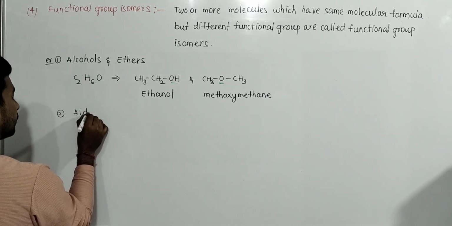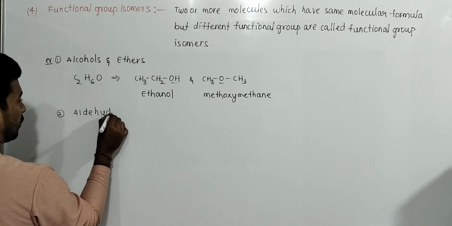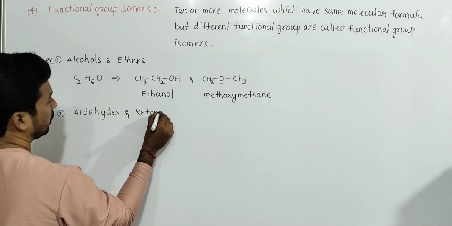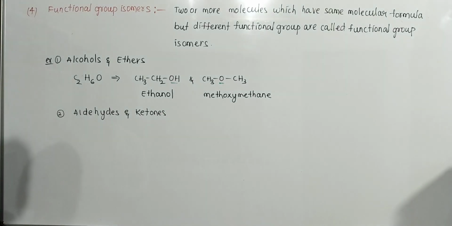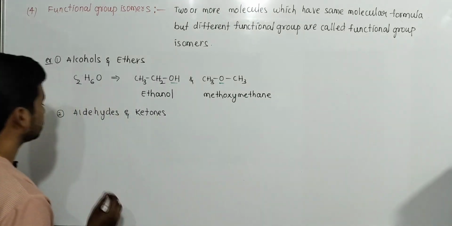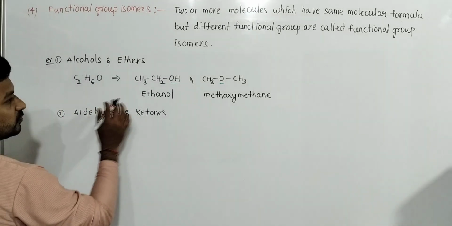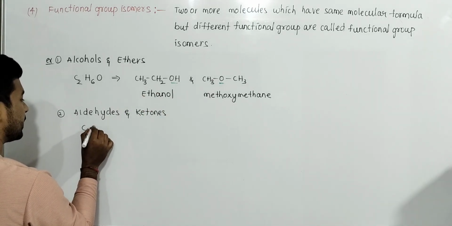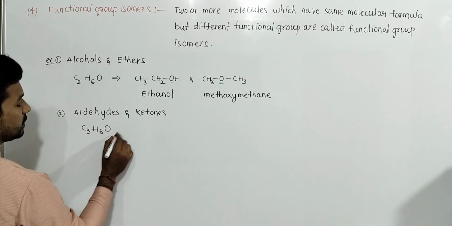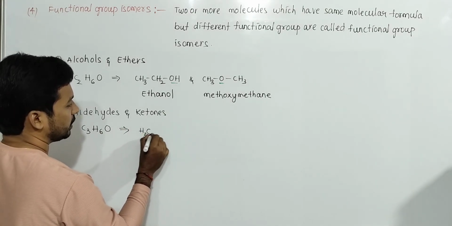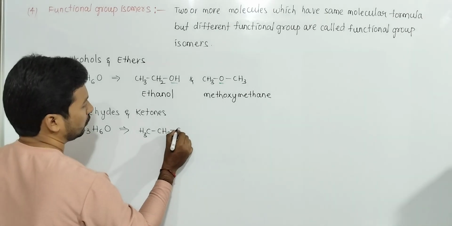Next, the second one: aldehydes and ketones. Aldehydes and ketones are also functional group isomers. Alcohols, ethers and aldehydes, ketones are functional group isomers. Example: aldehydes and ketones with C3H6O. With this molecular formula I can write two molecules, one aldehyde, CH3CH2CHO.